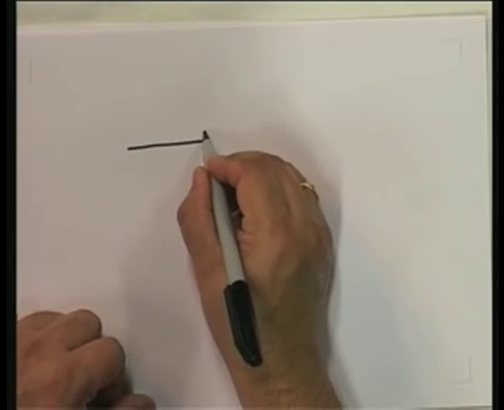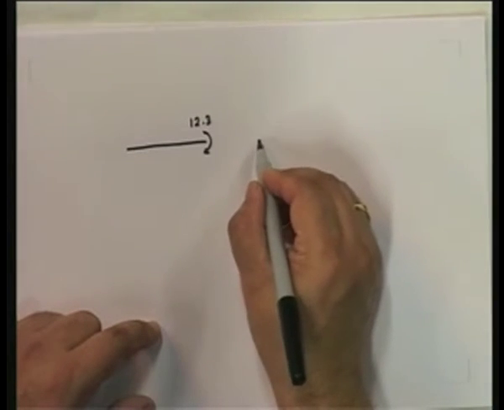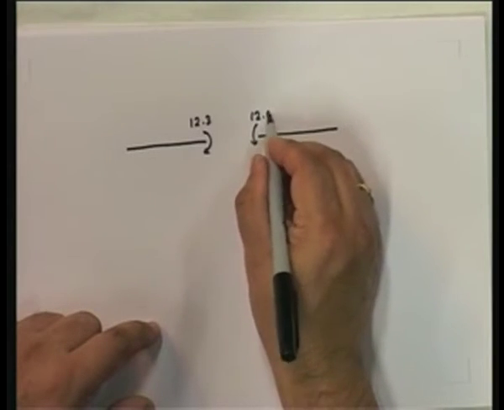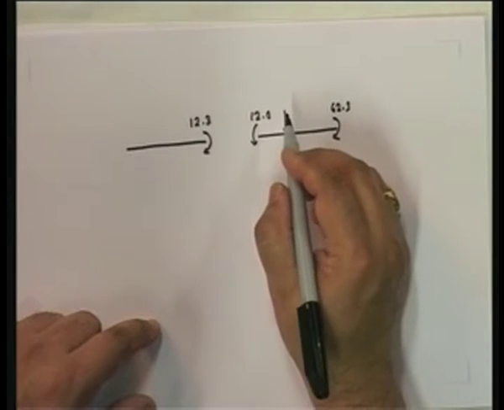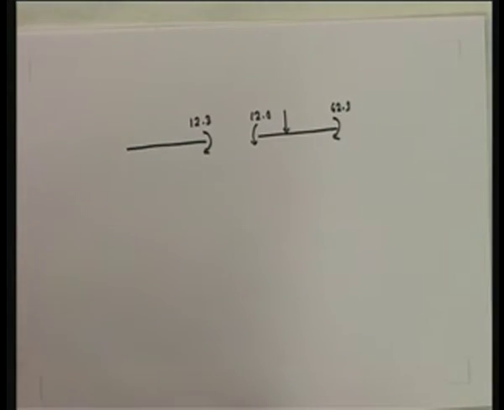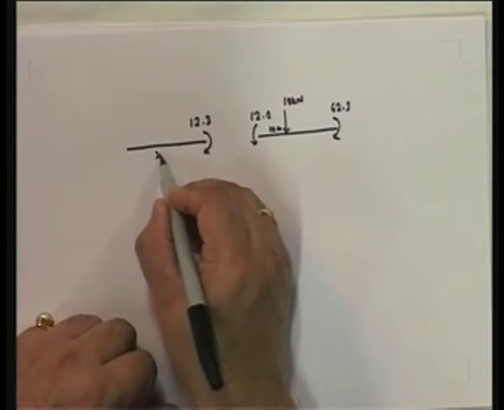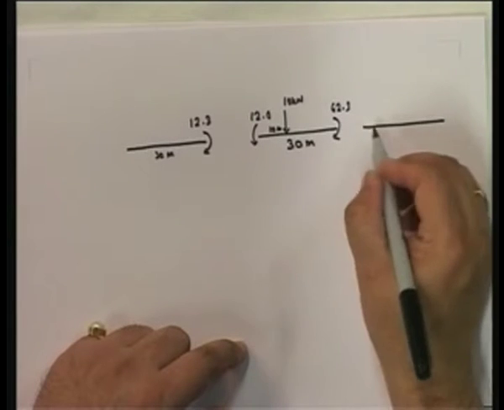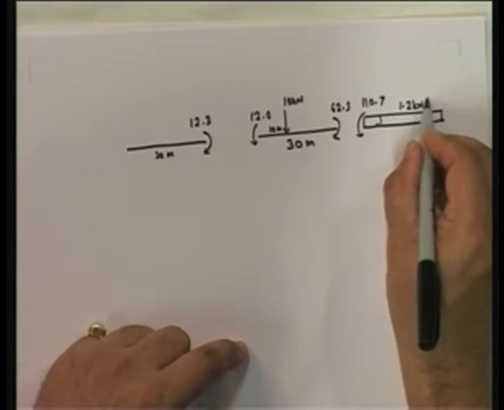Okay, next step for drawing the bending moment diagram is what? For AB, for BC, it's 12.0 and minus 62.3, and a 10 kilonewton force acting at 10 meters. This is 30 meters. This is 30 meters. Then we have CD. CD we have 110.7 with a UDL of 1.2 kilonewton per meter.